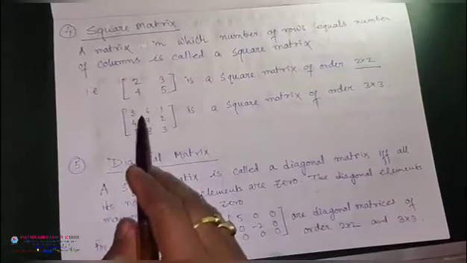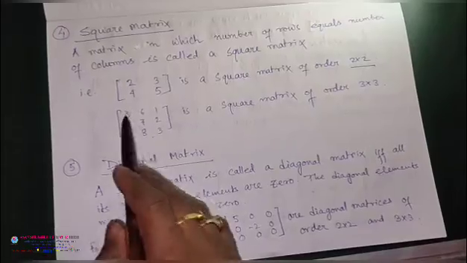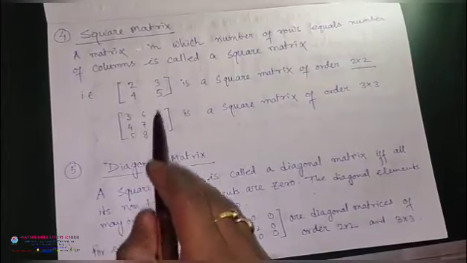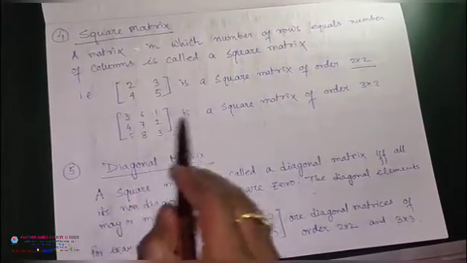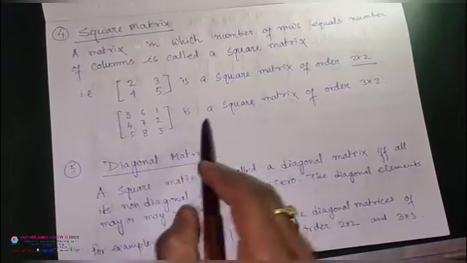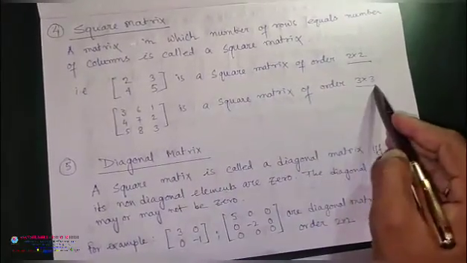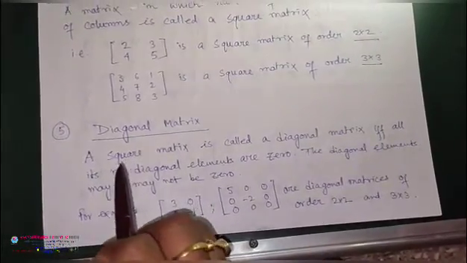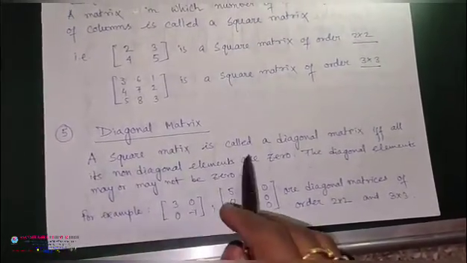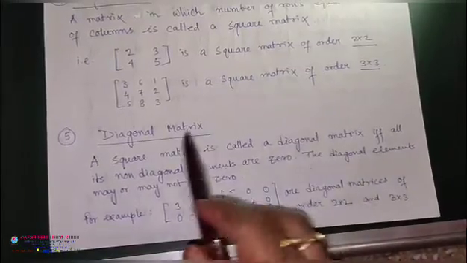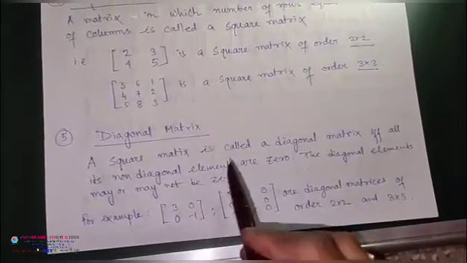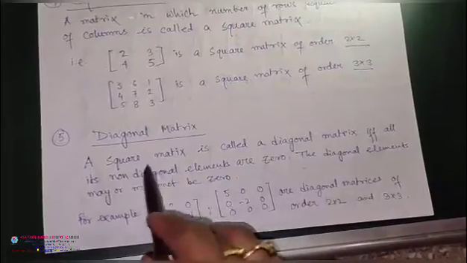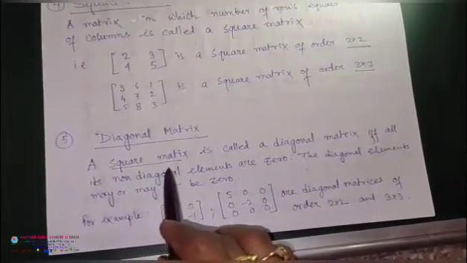Similarly in this case, number of rows 3 rows are there, 3 columns are there. So the order will be 3 by 3. So it is also a square matrix of order 3 by 3. Next, diagonal matrix. What is a diagonal matrix? A square matrix is called a diagonal matrix. So for diagonal matrix, the matrix should be a square matrix first. This is the first case. The matrix should be a square matrix.